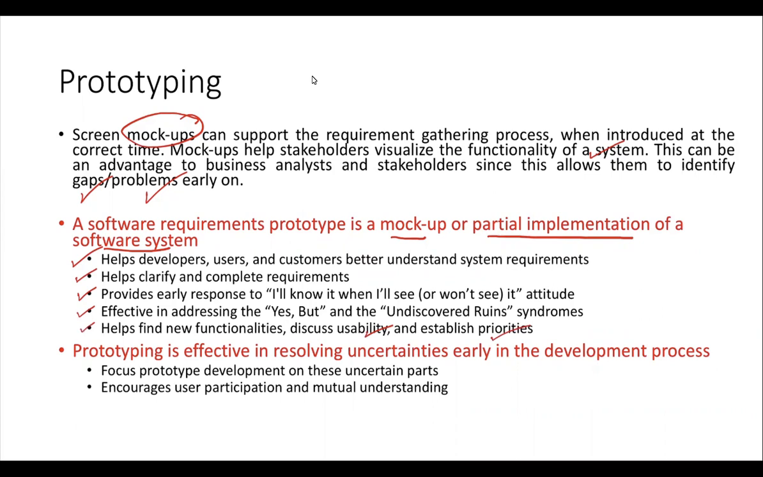Prototyping is considered an effective way of resolving uncertainty that can easily be found in the early stage of the development process. Prototyping focuses on prototype development for these certain parts. Prototyping is also good because it encourages user participation: once you build a prototype, you will always provide it to the user to retrieve feedback. That means it's easy to obtain mutual understanding.